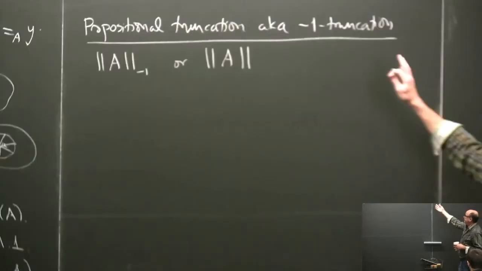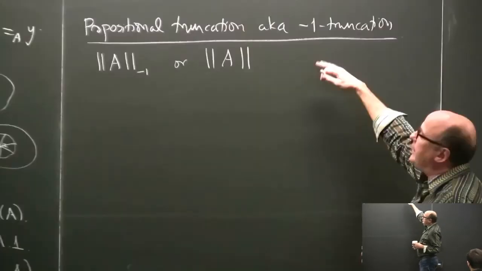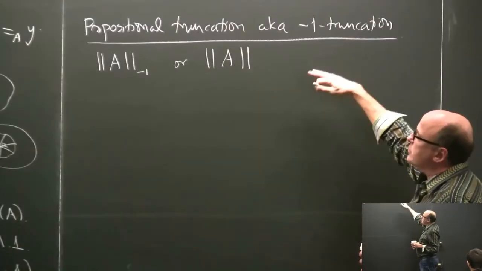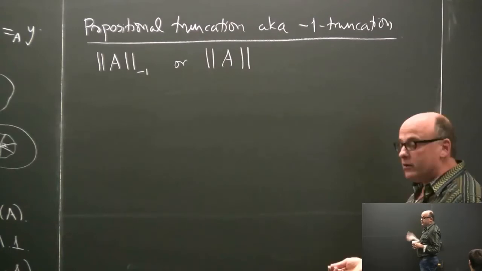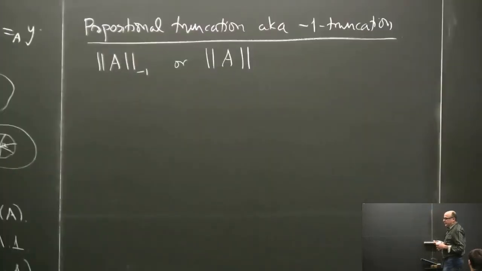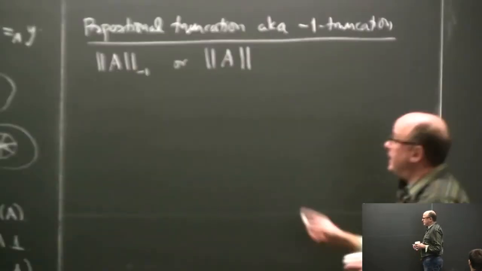You can obviously see that what's going to happen is I'm going to have a generalization of this, which is called the n truncation. And in fact, we'll find it useful to talk about the 0 truncation, which constrains a type to be a set.